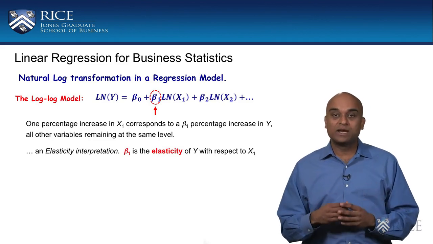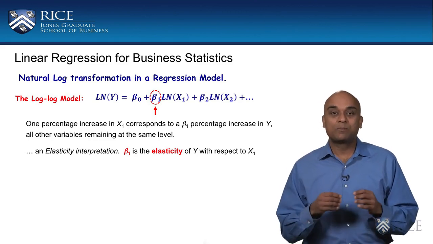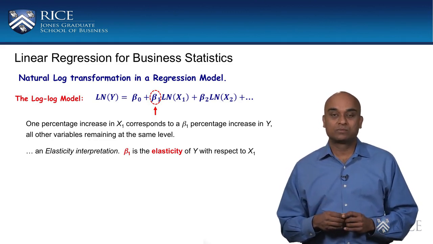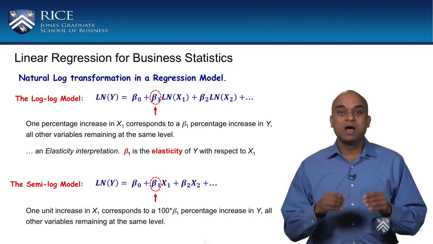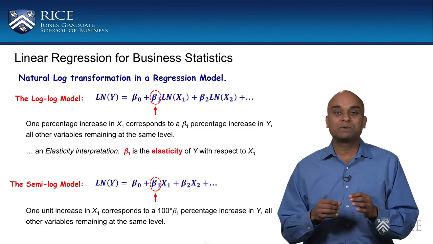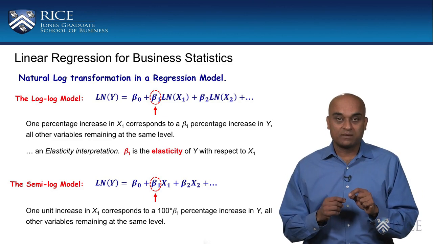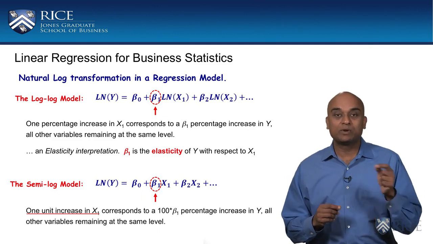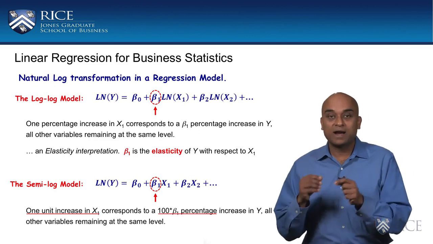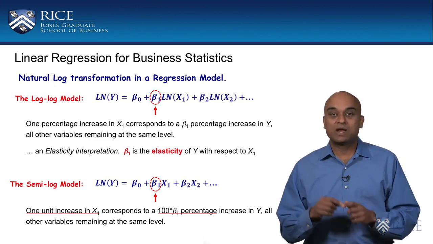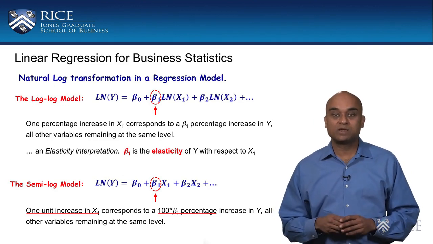Some maths on the interpretations in the semi-log model lead to the approximate interpretation as shown. 1 unit increase in x1 corresponds to a 100 times beta 1% increase in y. Notice the difference in interpretations here. x1 increases by 1 unit, not 1%, and y increases by 100 times beta 1% and not beta 1%. In the next lesson, we will continue our study of these models.